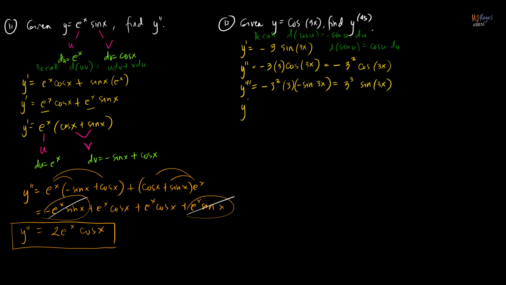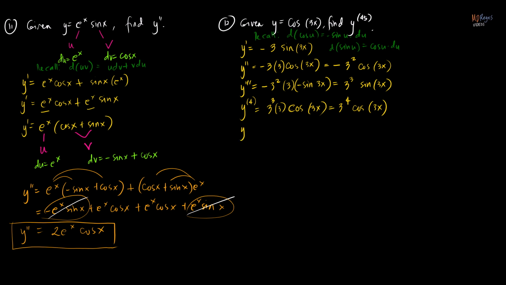Now we are on to the fourth derivative. We change the notation. The fourth derivative of y with respect to x is the derivative of 3 cubed sine of 3x. That's just a constant 3 cubed, so we just copy. The derivative of sine of 3x is cosine of 3x times the derivative of 3x, which is 3. Simplifying, 3 cubed times 3 is 3 to the fourth cosine of 3x.